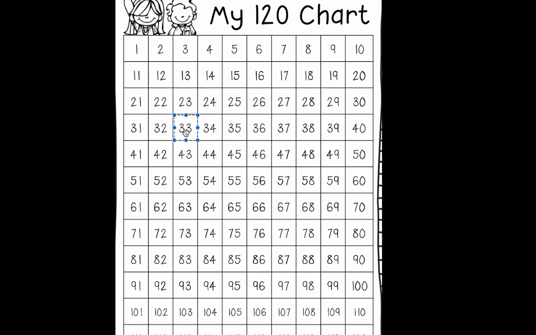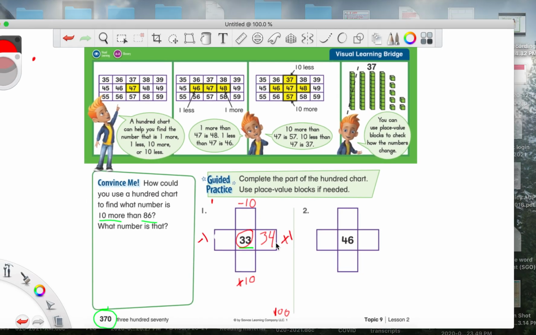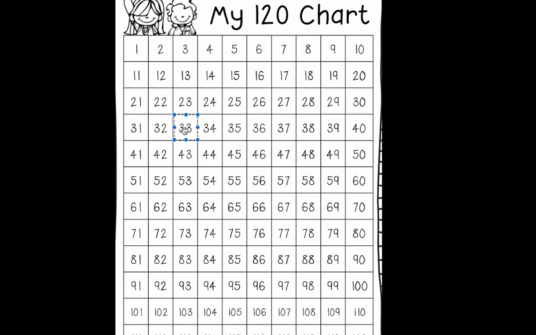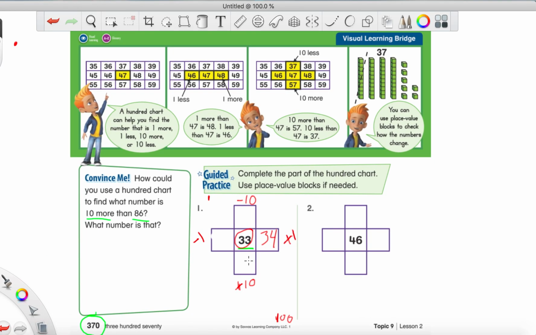Okay, and now let's do just one more. What is one more than 33? Well, we just hop over to the right one, and we land on 34. So now we know that one more than 33 is 34. So we can go ahead and write that in on our paper. Now let's do minus 1. What is 1 less than 33? Well, we just hop backwards 1. 1 less than 33 is 32. So now we can write that in on our little plus sign here.